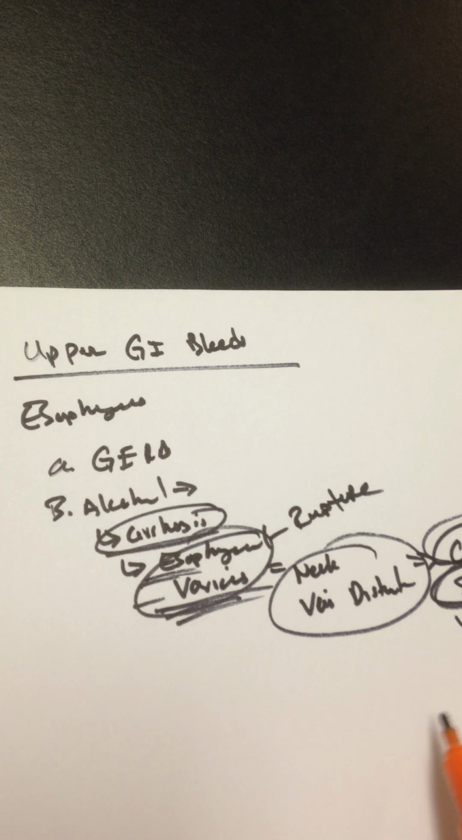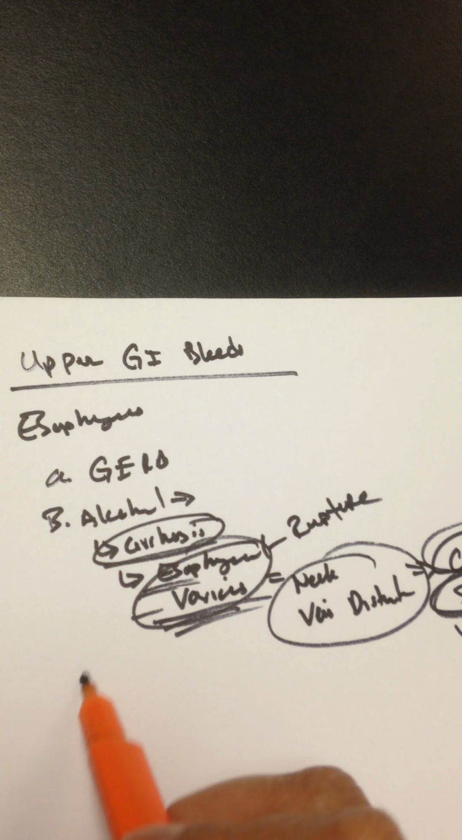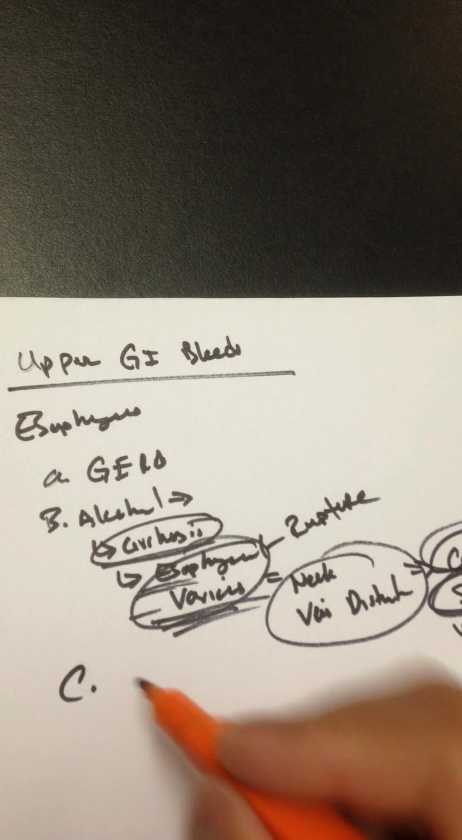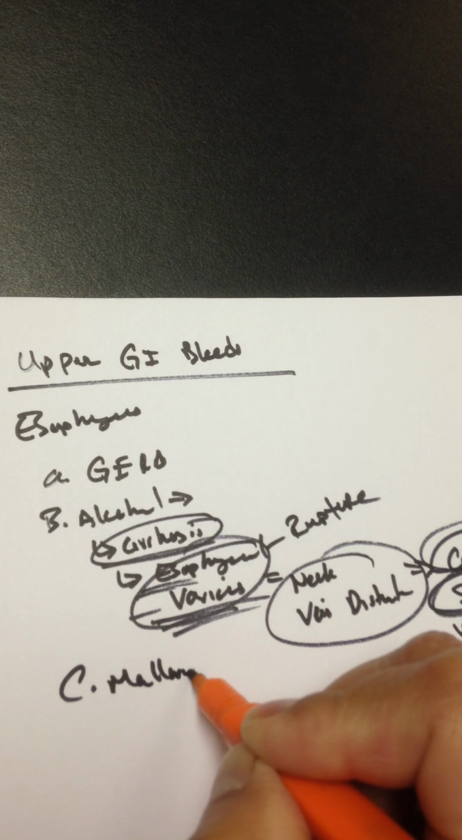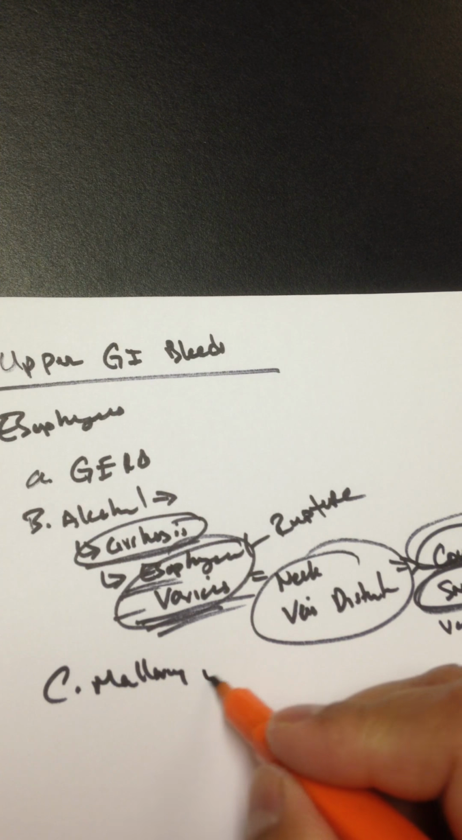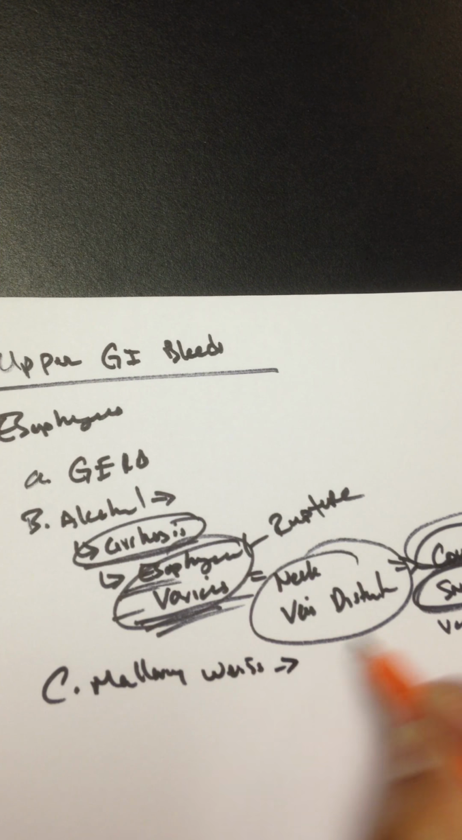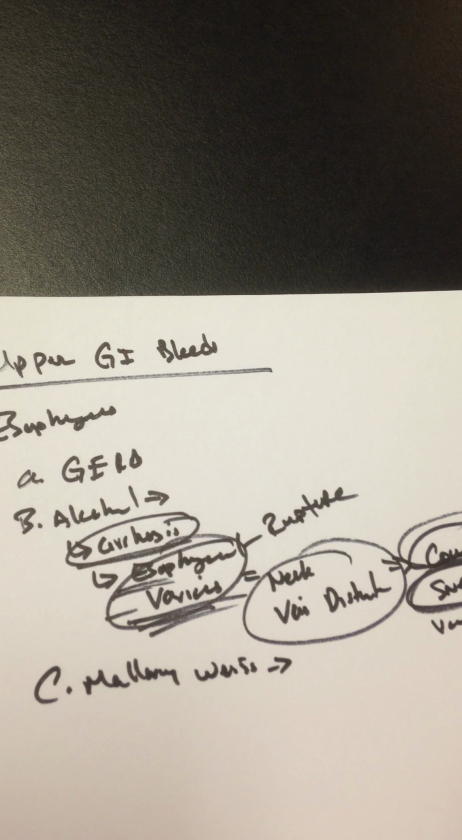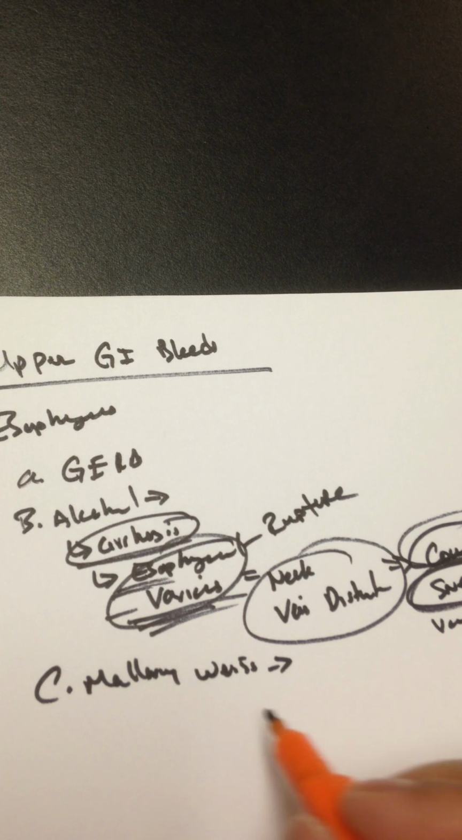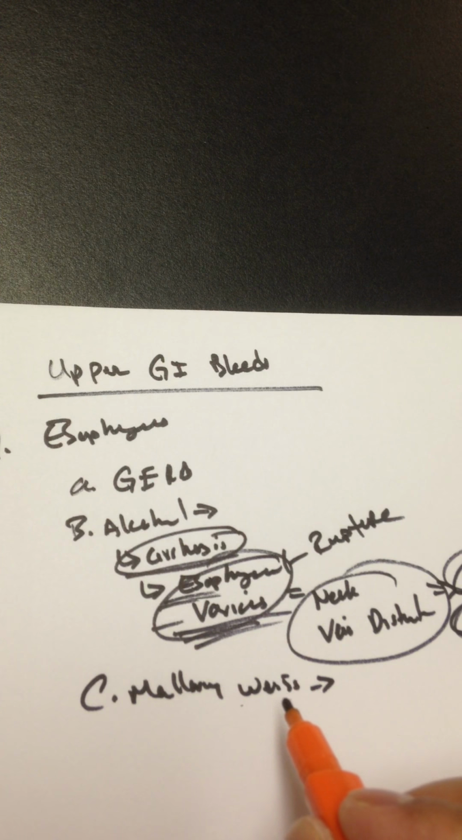Avoid heavy lifting. Another reason for a bleed would be something like a Mallory-Weiss tear. And this would be excessive retching, excessive vomiting. So you're using excessive force and causing a tear in the esophagus.